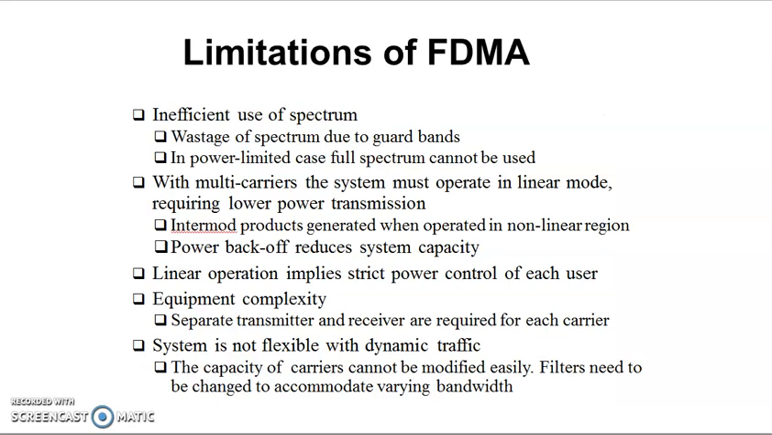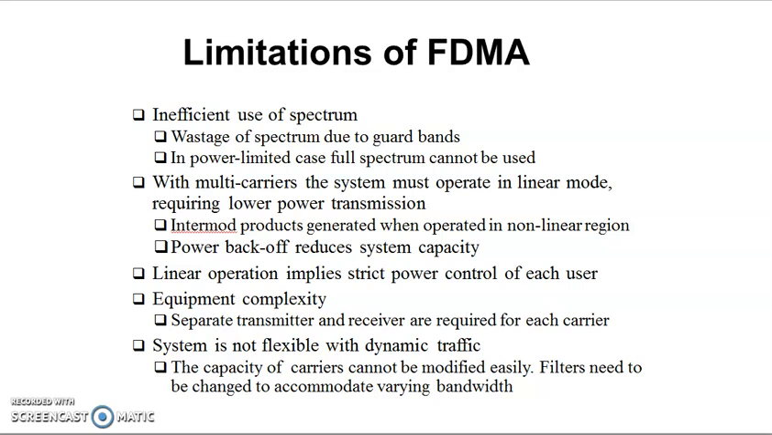With this we can find out the limitations of FDMA. It has inefficient use of the spectrum, because each and every channel is separated by a guard band, so we have wastage of spectrum due to the guard band. We have power limitations, because if we increase the power there will be intermodulation products, so we decrease the power, and if you decrease the power, then your utilized spectrum will be reduced, so we have limitations regarding the spectrum there.